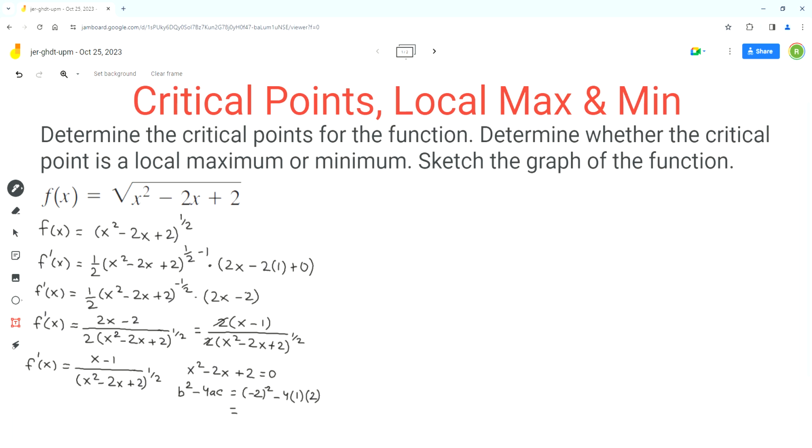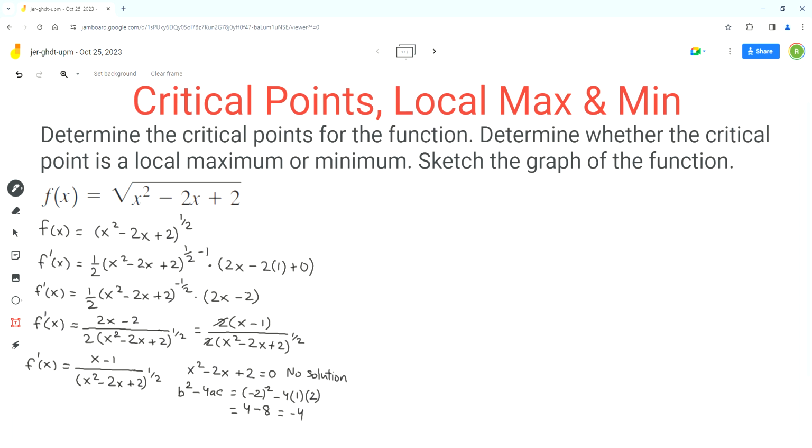So negative 2 squared is 4, and then 4 times 1 times 2 is 8, and 4 minus 8 is equal to negative 4. So that means this equation, the expression in the denominator, has no x value that will make it equal to 0. So that equation has no solution. So that means there are no x values that will make the denominator equal to 0, or no x values that will make the prime of f of x undefined.